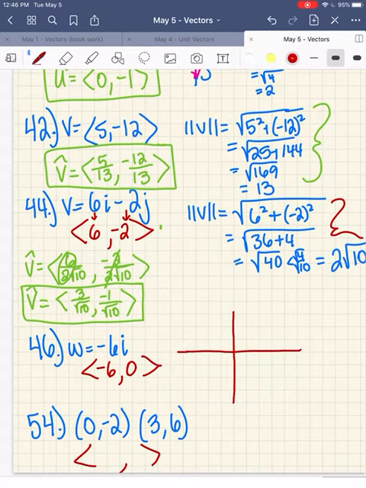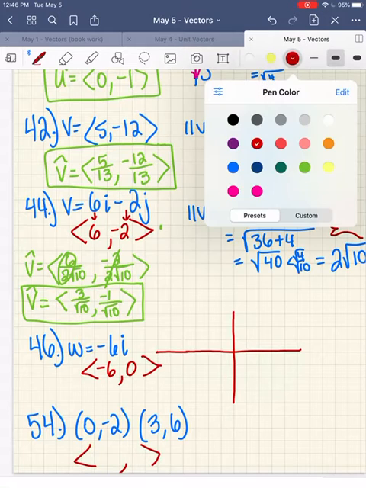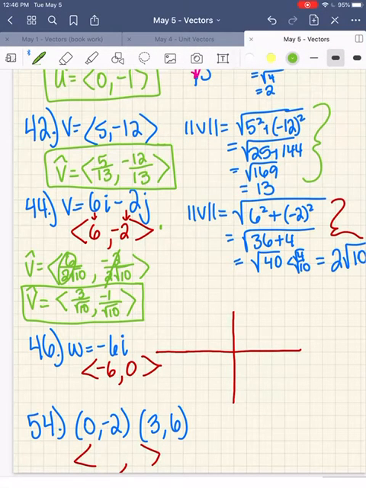So negative 6, 0 would be in the x direction, negative, so it would go, let me use blue, 1, 2, 3, 4, 5, 6 to here, like that. Now that is not a unit vector because it clearly has a magnitude of 6. So the magnitude of w is 6.